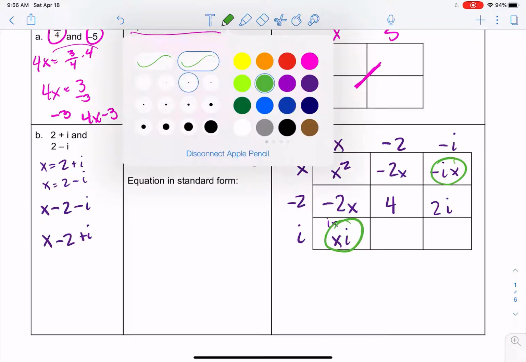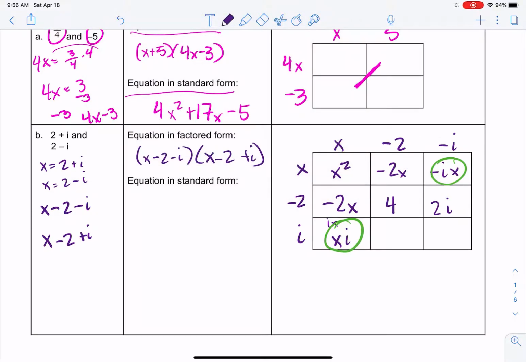Again, exactly what I'm expecting to see based on what I know about these complex conjugates. Negative 2i. Oh goody, those two are going to cancel out. Again, what I expect. And then negative i squared, remembering that i squared is just negative 1. So that also cancels out, leaving me with just a positive 1 down in that bottom box.